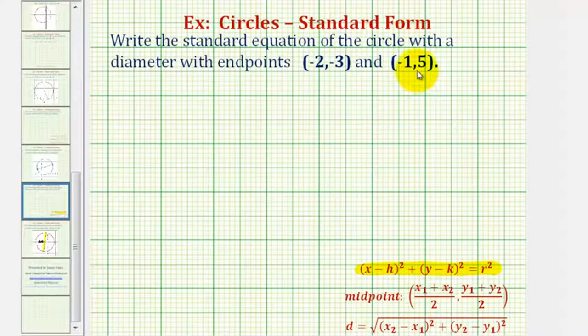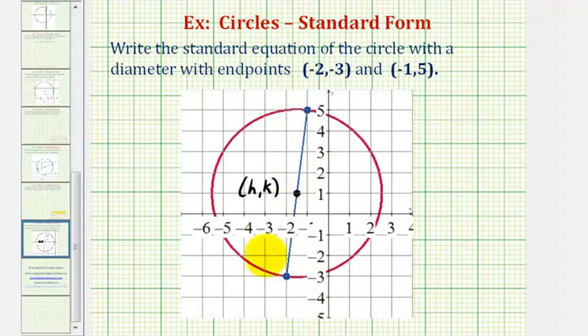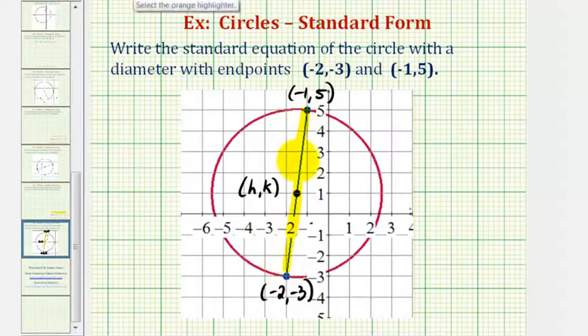of the radius. So to help us set this up, let's take a look at a circle that has a diameter with these endpoints. Here's our circle. Notice how one endpoint is negative 2, negative 3, and the other endpoint is negative 1, 5. So this is the diameter of the circle. Notice how the center of the circle is the midpoint of the diameter. So if we find the midpoint of this segment, we'll have h and k, and then we'll still have to find r, or the length of the radius, which would be the length of this segment here.